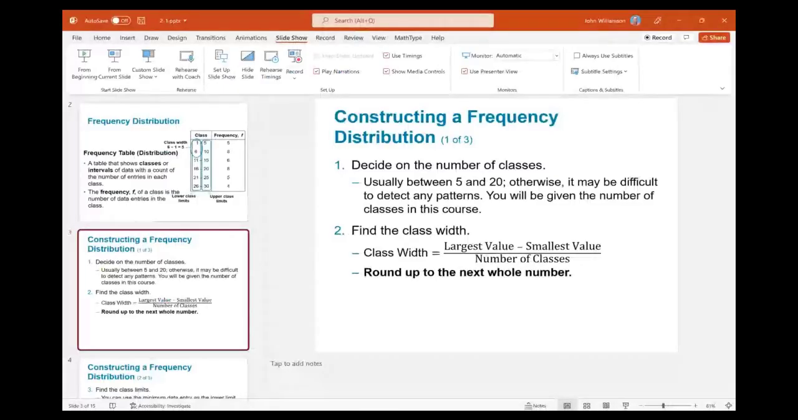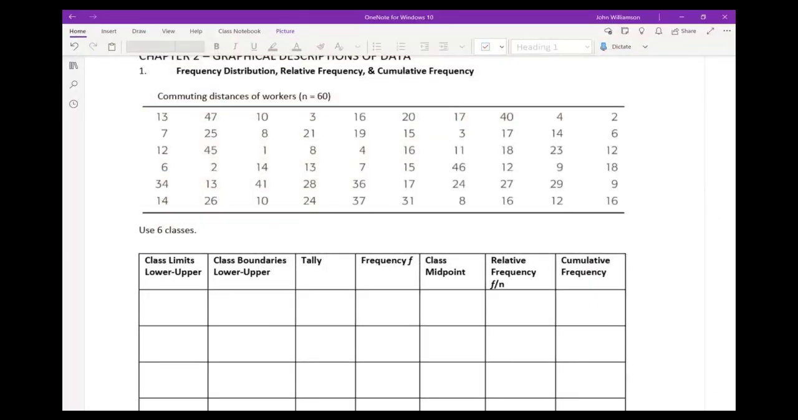So let's look at an example and walk through this process. This data set is actually the commuting distance of 60 different workers, how far they drive every day to go to work in Dallas. And we want to build this frequency table.